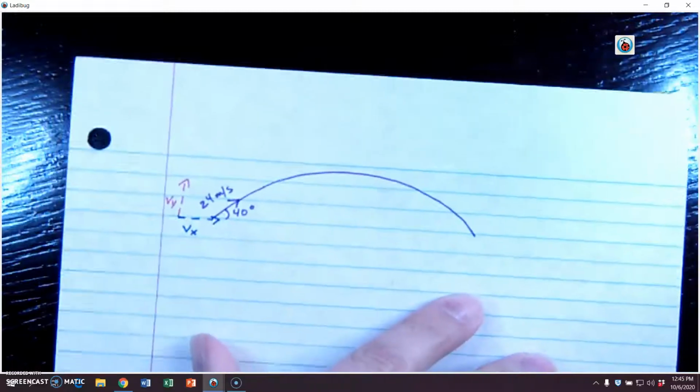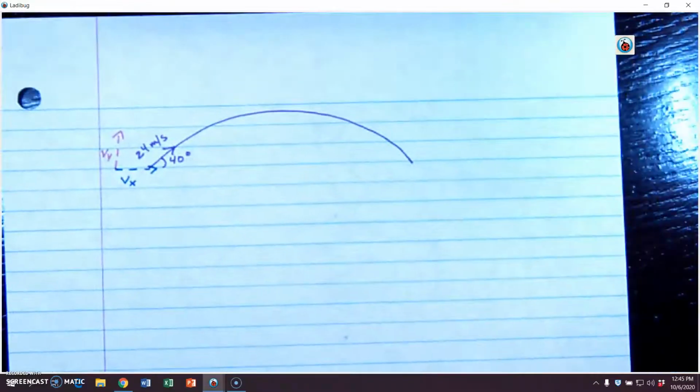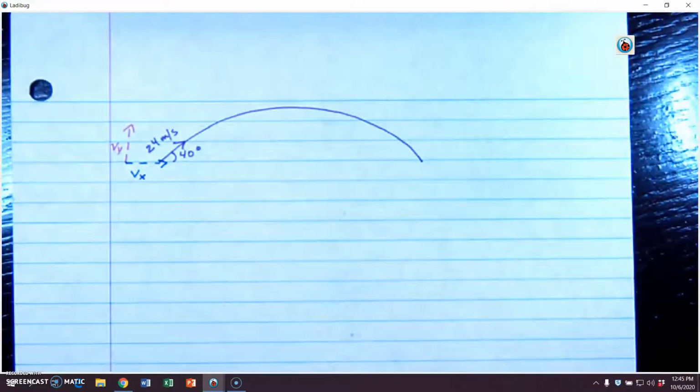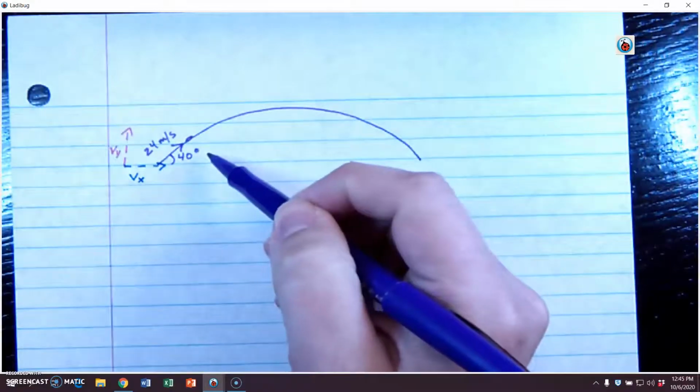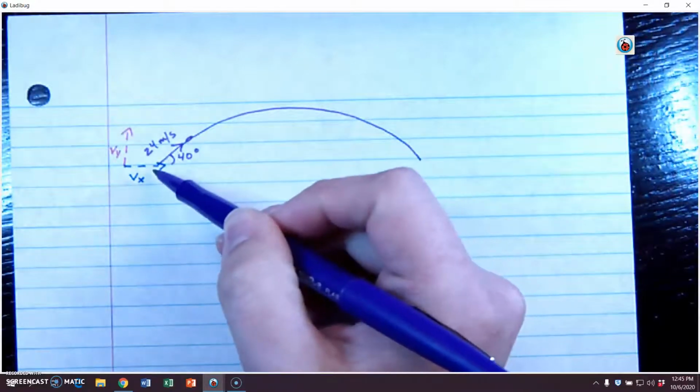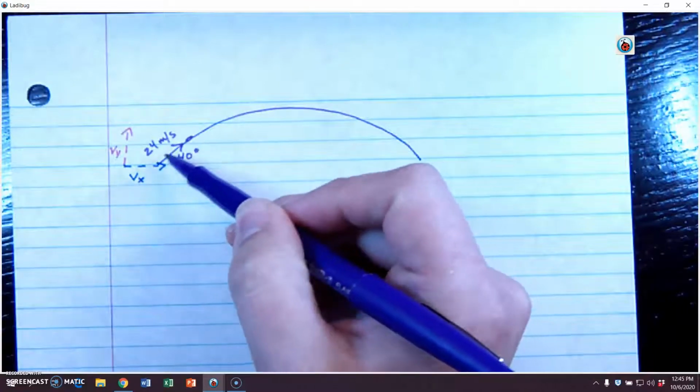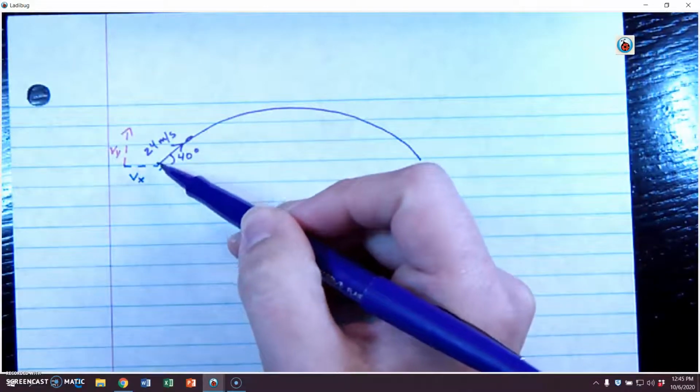All right, so let's look at what we have so far in our problem. We know that the discus is going up and over. It looks like a little rainbow as it flies down the field. We know that it was released at an angle of 40 degrees. And we know that it has an initial velocity at that angle of 24 meters per second.